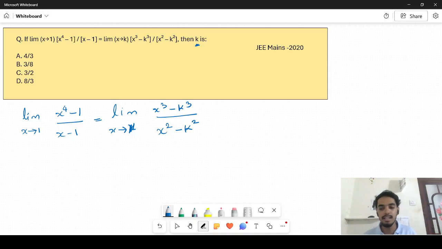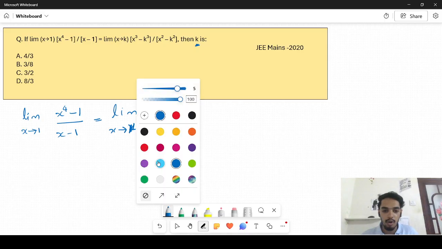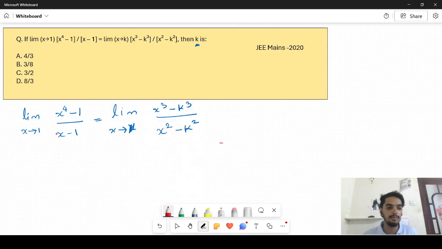This is a typical limits and continuity question. We have solved such questions many times. First, we'll try to substitute the value. If x equals 1, then the numerator will be 0 and the denominator will be 0, so this is 0 by 0.